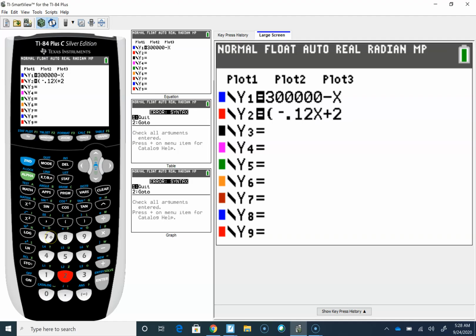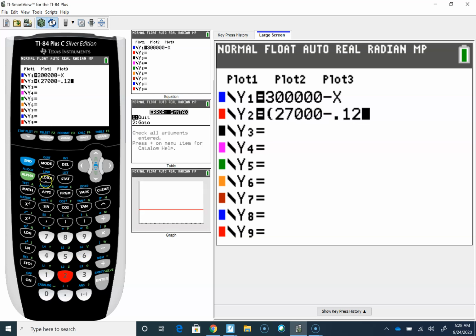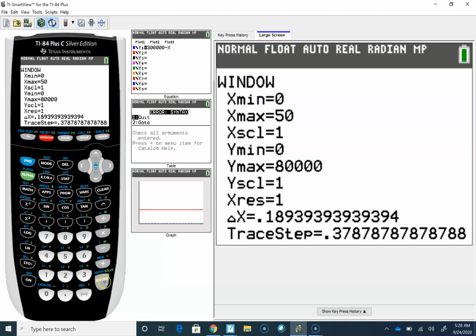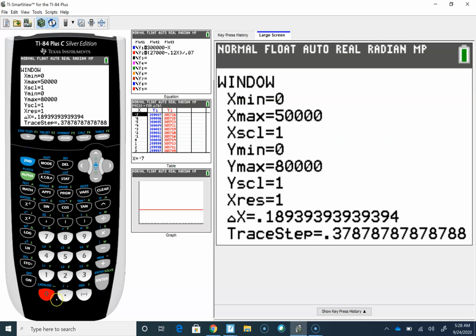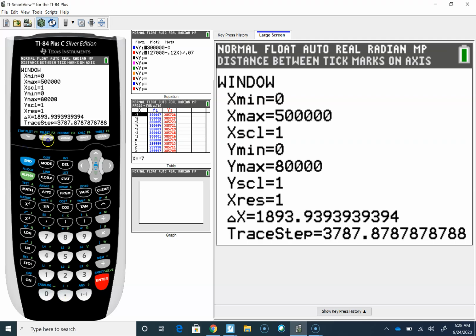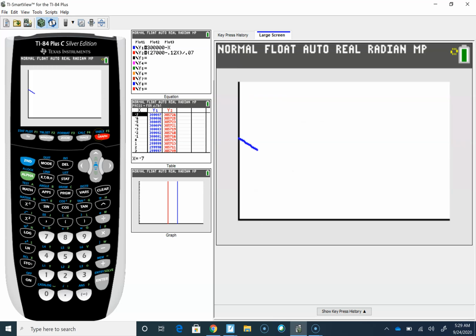plus 27,000. We did it the other way. Let me clear that out. Just reading my notes here. We did 27,000 minus 0.12x, it doesn't matter, they're both the same, parenthesis, divided by 0.07. And then we changed our window again from 0 to 500,000. Again, make sure you're putting the amount of zeros in here that you need. I need one more. So make sure you're counting that. They don't have commas in them. 1, 2, 3.